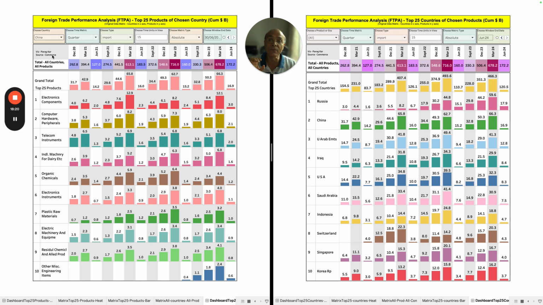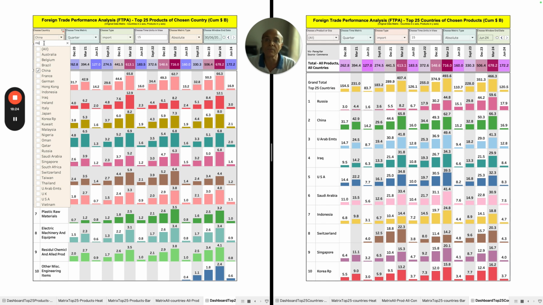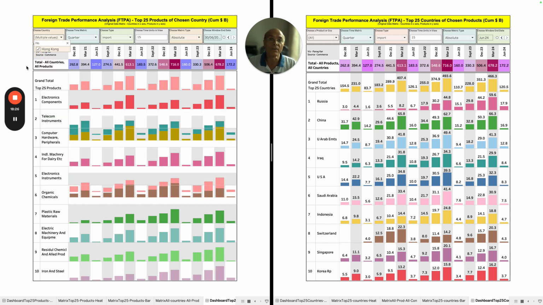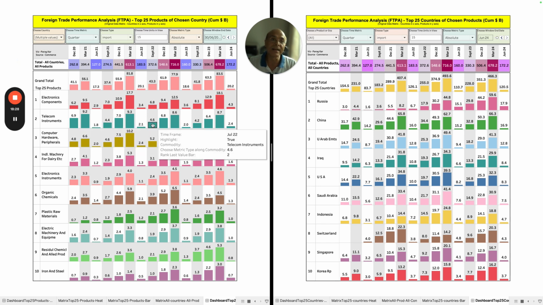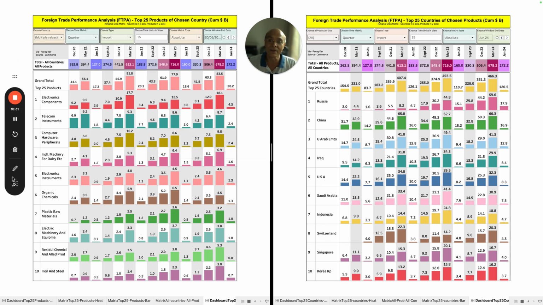Now I will add one more dimension to it. I will add Hong Kong too, because Hong Kong is almost like a part of China. So if I add Hong Kong, you can imagine the kind of electronics that we are importing from China and Hong Kong, which is going to be very significant. Imagine, this is now $18.1 billion, it has risen from 12.